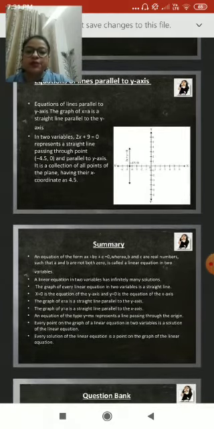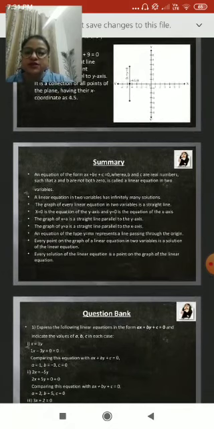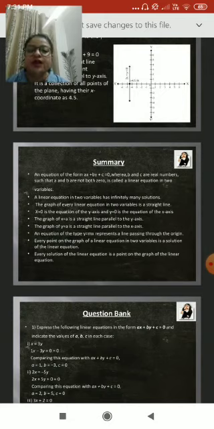So we come to the end of this chapter, and we'll brush up and see the summary. An equation of the form ax plus by plus c is equal to 0, where a, b and c are real numbers such that a and b are not 0, is called a linear equation in two variables. A linear equation in two variables has infinitely many solutions. The graph of every linear equation in two variables is a straight line.